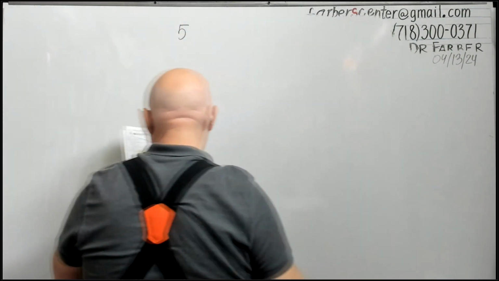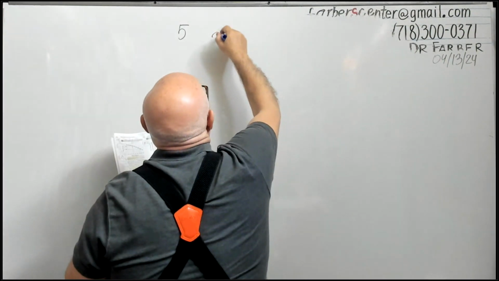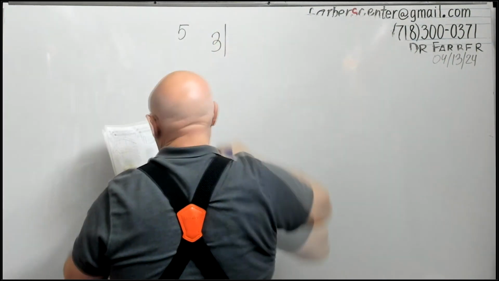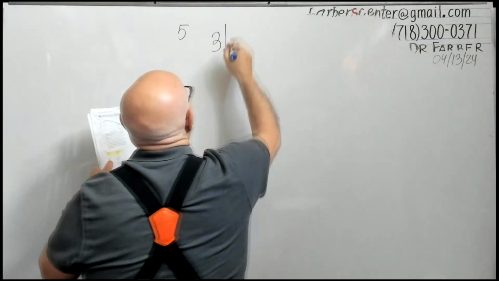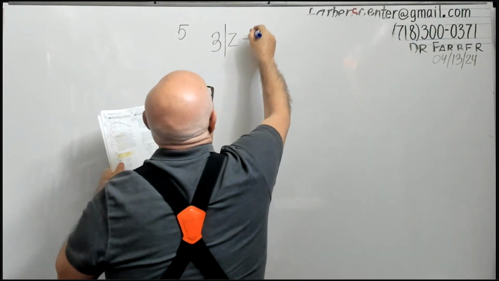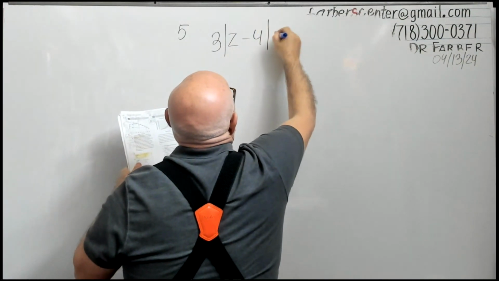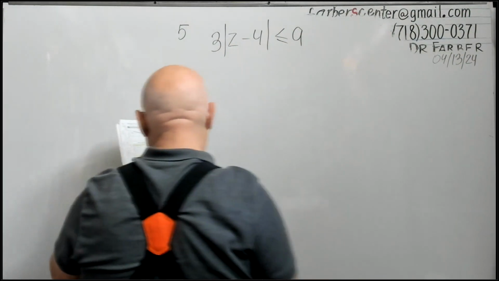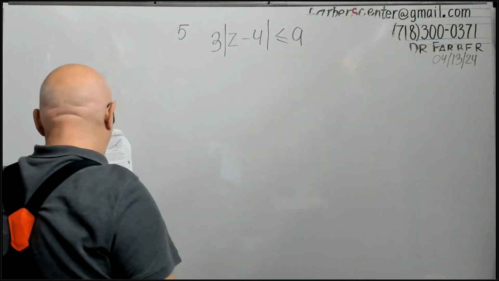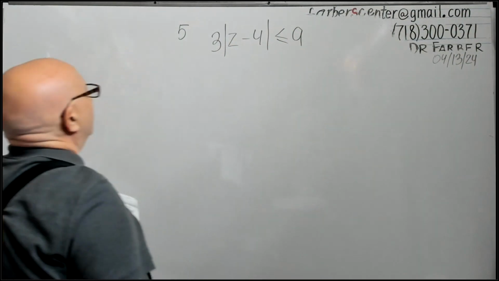So we have an inequality: the absolute value of z minus 4 less or equals to 9. What is the greatest possible value for z? I will show two different ways.